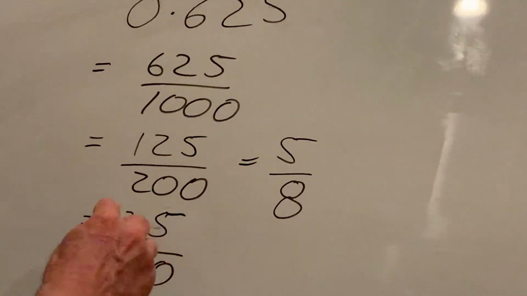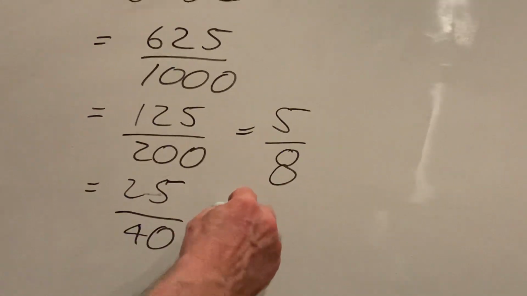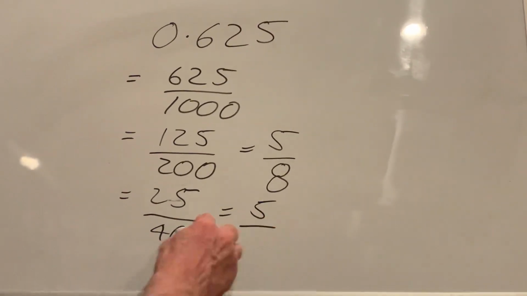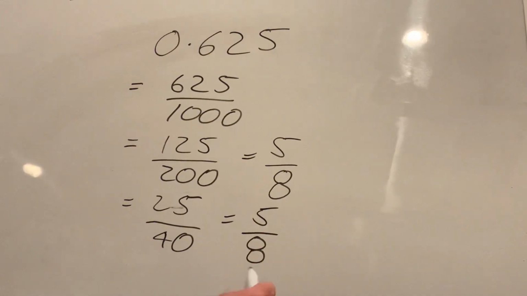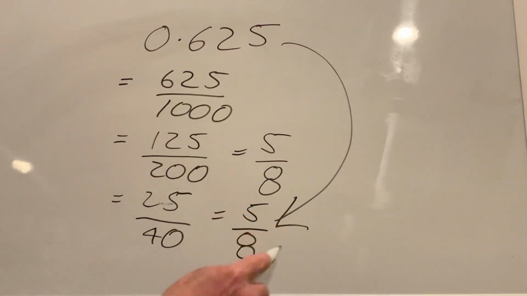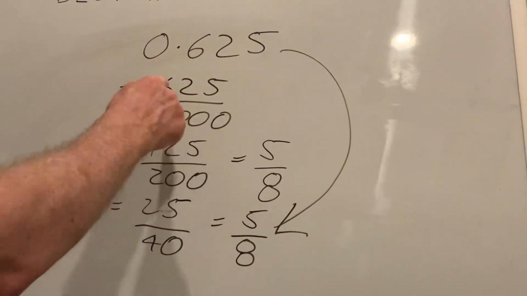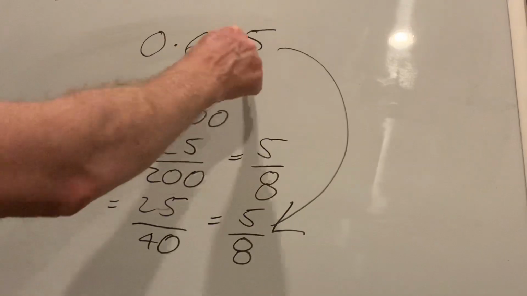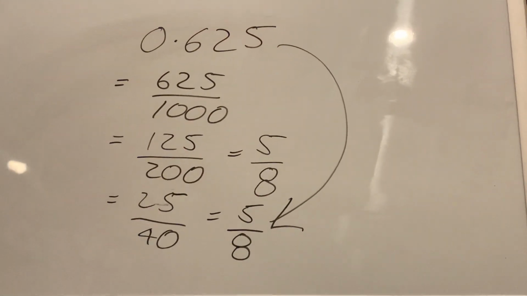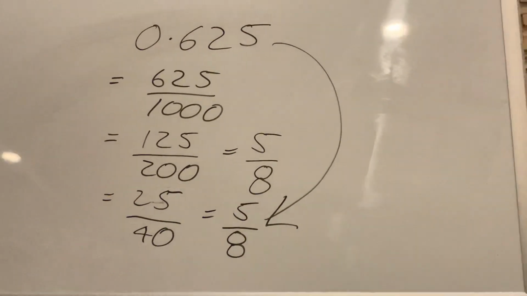Okay? 5 into 25, so we're going to divide 5 in again. 5 into 25 goes 5. 5 into 40 goes 8. And there we are with our answer. So 0.625 equals 5/8. We just did it by putting it all over 1,000 because there were three decimal places. And then we started dividing commonly divisible numbers into both 1,000 and 625.